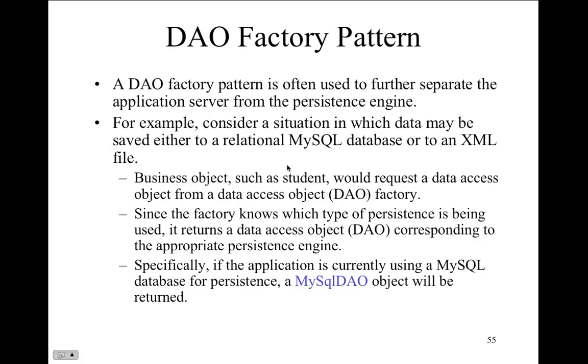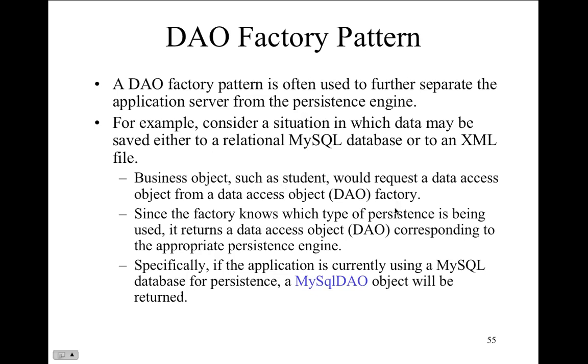The DAO factory pattern here is often used to further separate out the application server from the persistent engine, as we've seen. As an example, consider the situation in which we have data that might be saved either in a relational MySQL database or in an XML file. The data access object is the one that can have that logic built into it to determine whether it is going to the database, the XML file, things of that nature.